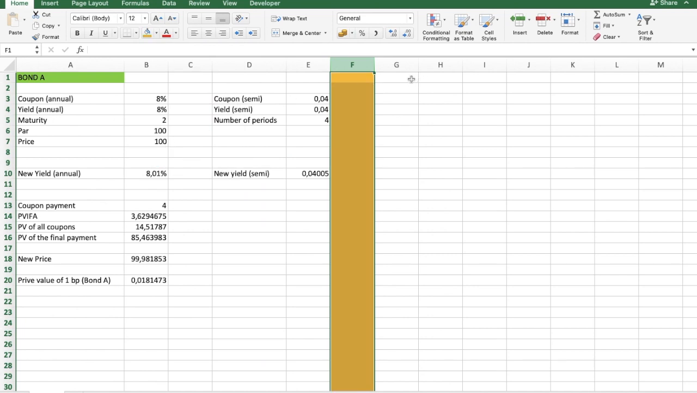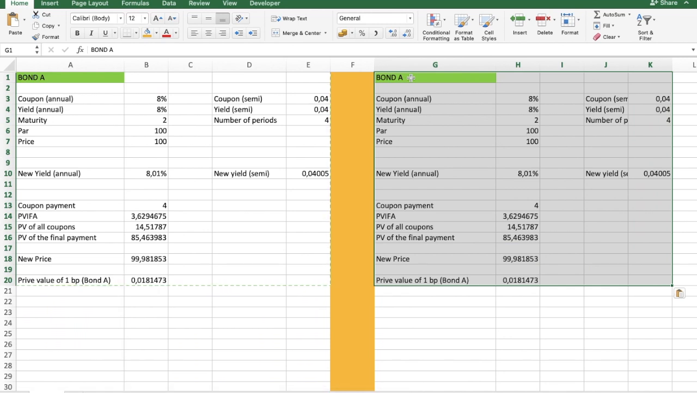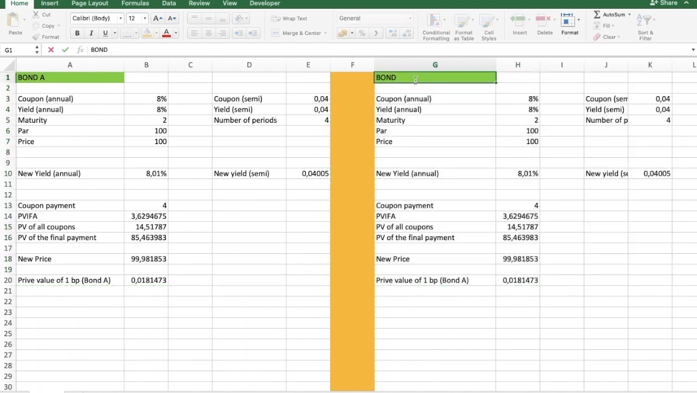So in order to save time, I will copy and paste the same cells. The difference between A and B is in terms of coupon rate and maturity. So the coupon for B is equal to 9%.